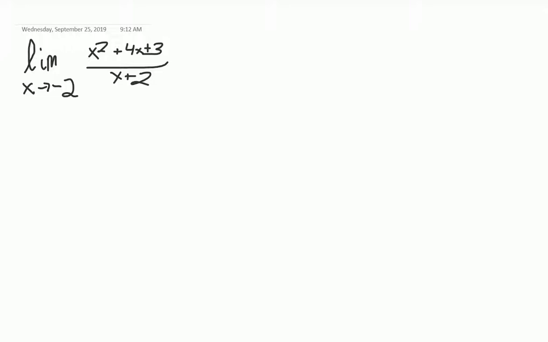So here's our next example. The limit as x approaches negative 2, the function is x squared plus 4x plus 3 over x plus 2. Now at this point I've already showed you how to do this type of problem. This type of problem is very similar to the one we just did. So I recommend pausing the video and trying to figure out yourself, does the limit exist? If so, what does it approach?